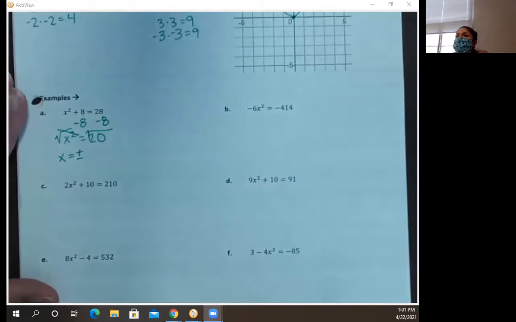And does anybody know the square root of 20? Yeah, me either. 4 squared would be 16. That's too small. 5 squared is 25. That's too big. So it's some number in between 4 and 5. I do not want you to type this into your calculator and give me a decimal.